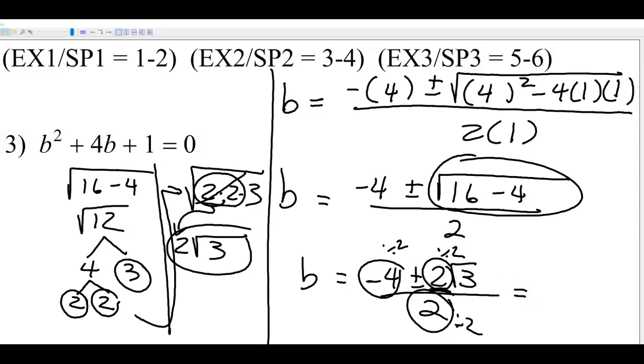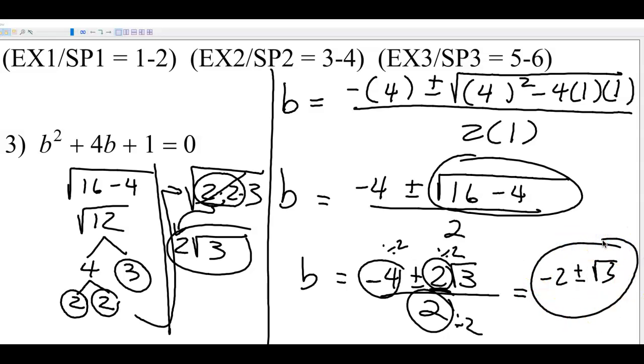And so what you end up with here is negative 2 plus or minus the square root of 3 over 1. But just so you guys know, we don't really need the 1 in the front. And we also don't really need the 1 on the bottom. And so the answer will probably just look like this.